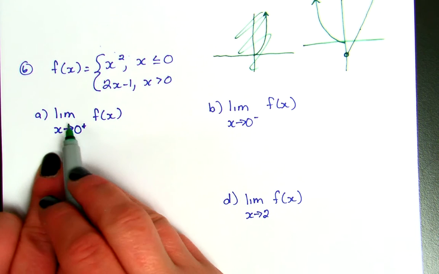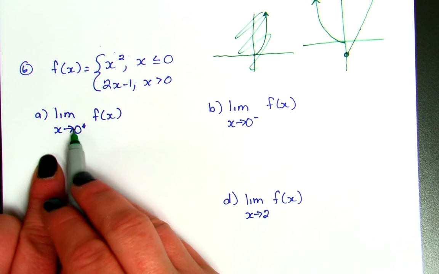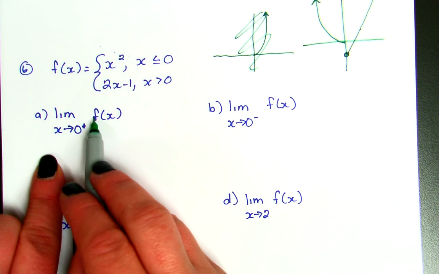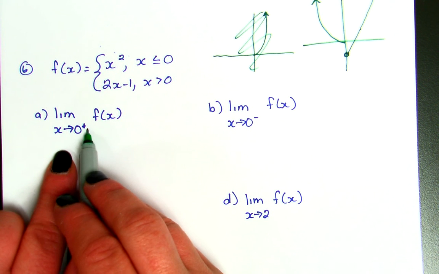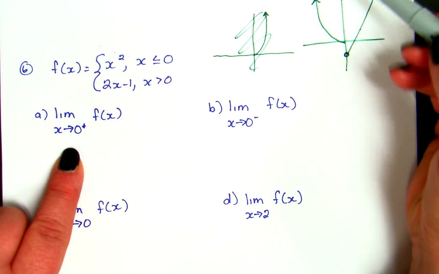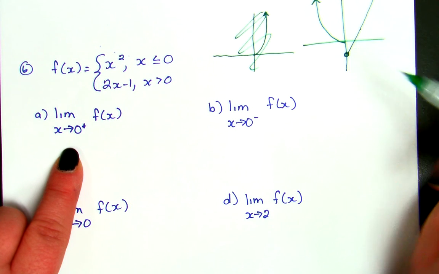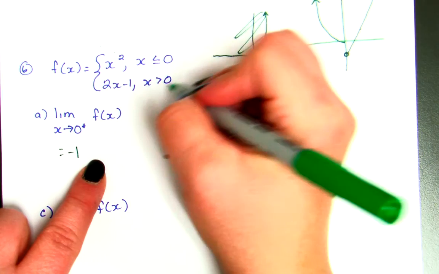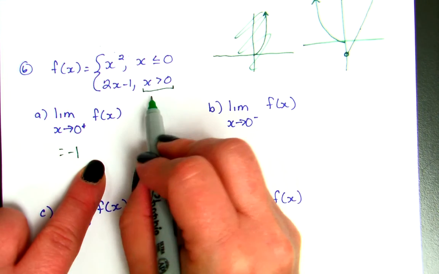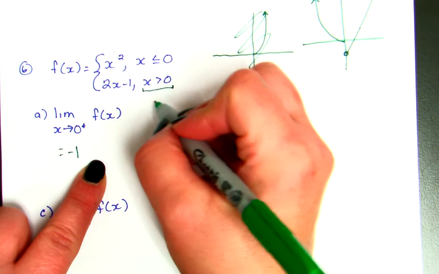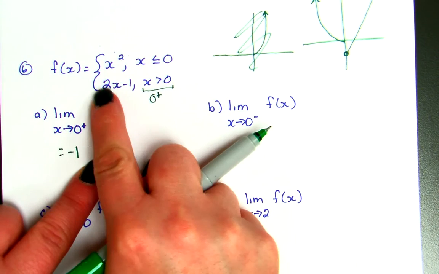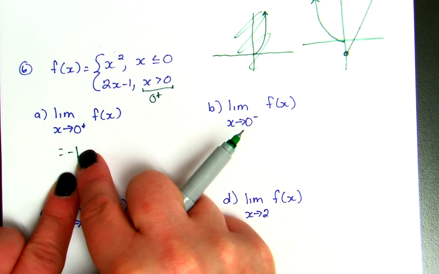So now we're going to look at the limit as x approaches 0 from the right of f of x. Well, from the right is bigger than 0. So we can see from our graph that as I get closer to 0 from the right, I'm approaching negative 1. Or you can say, well, wait a minute, the right is bigger than 0, so I just go 2 times 0 minus 1, which gives me negative 1.